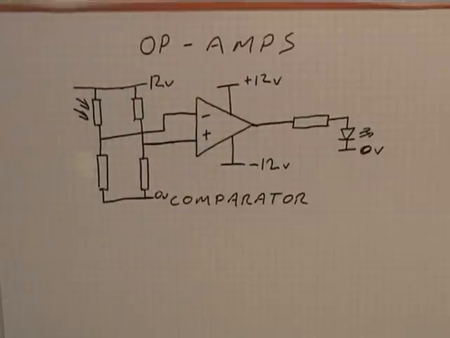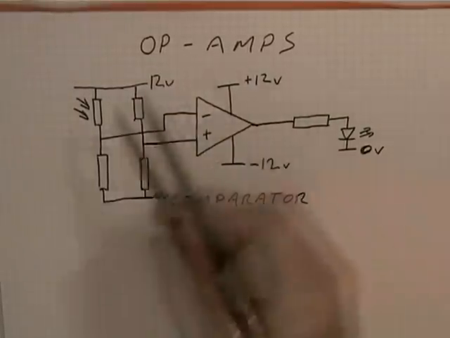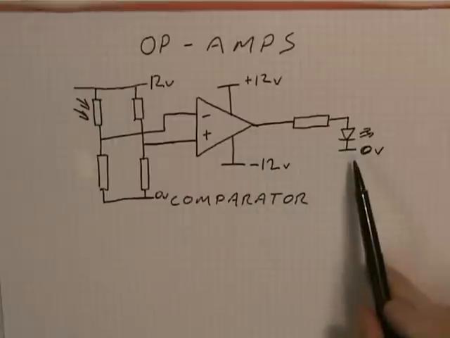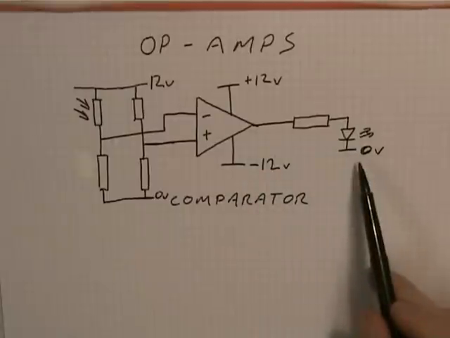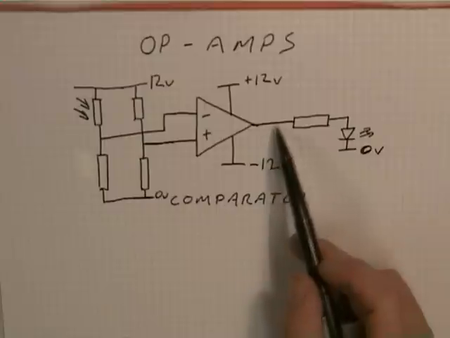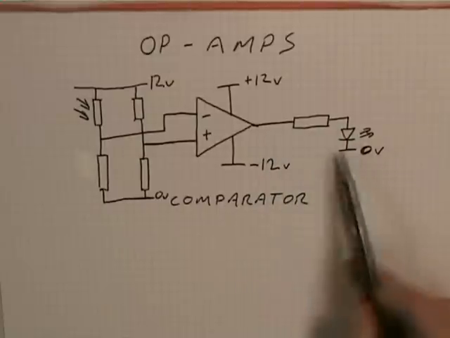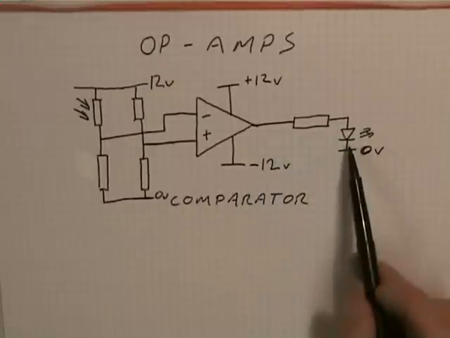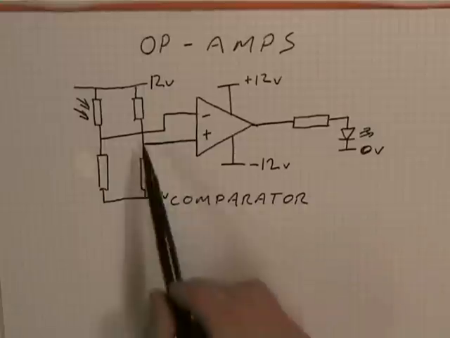Okay. The simplest op amp configuration is the comparator. Now, so here we have set up the output. It's going through an LED to 0 volts. So when the output's high, the LED will go on. When the output's low, it won't go on. Two inputs.